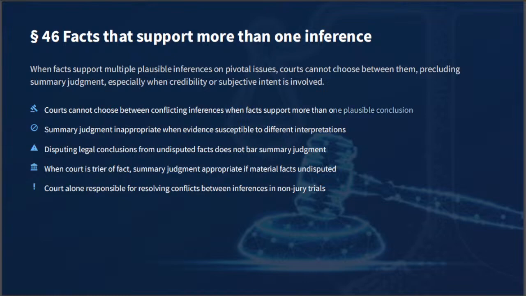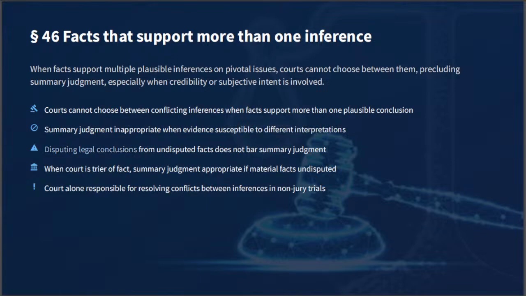Key. So if there's more than one plausible conclusion, then the courts cannot choose. That means there's no discretion. Summary judgment is inappropriate when evidence is susceptible to different interpretations. So this is the important part here. The evidence is susceptible to different interpretations. This is where the evidence, even if presented from both sides, has different interpretations.